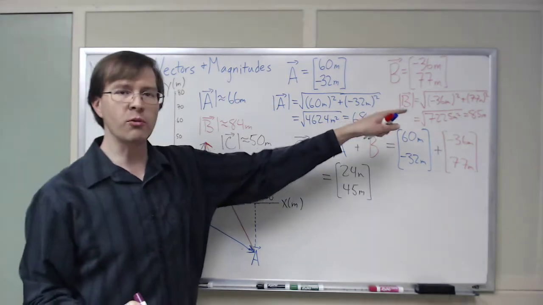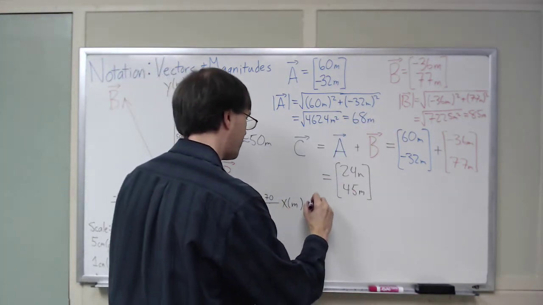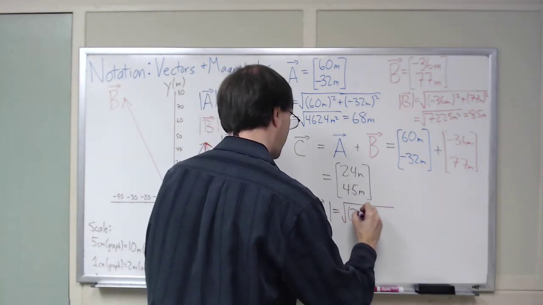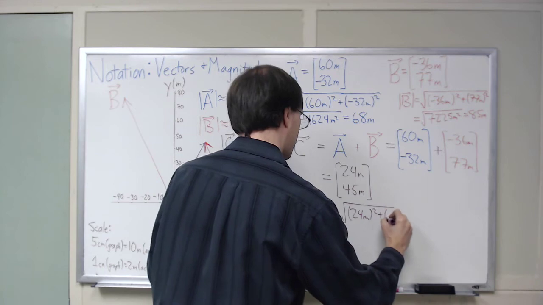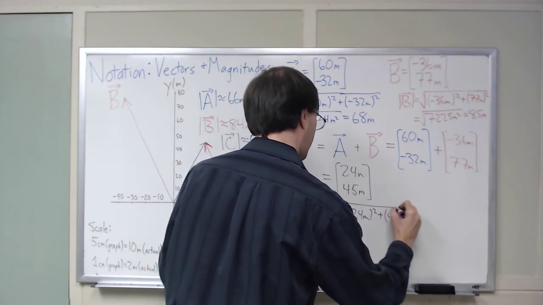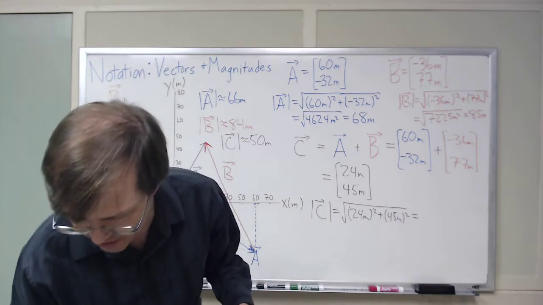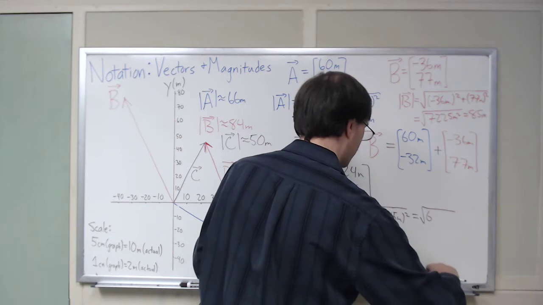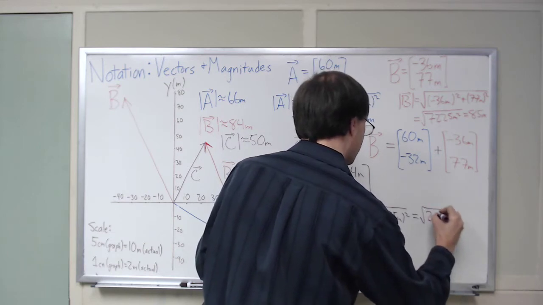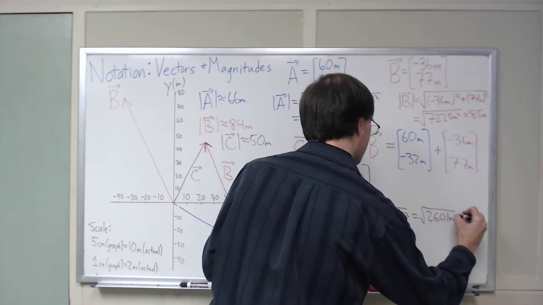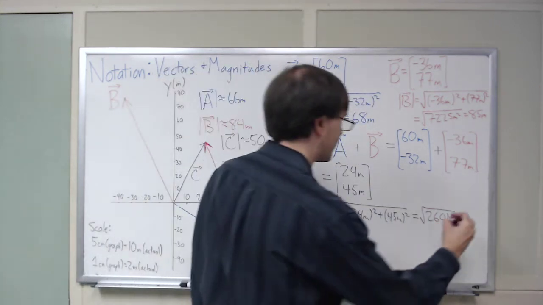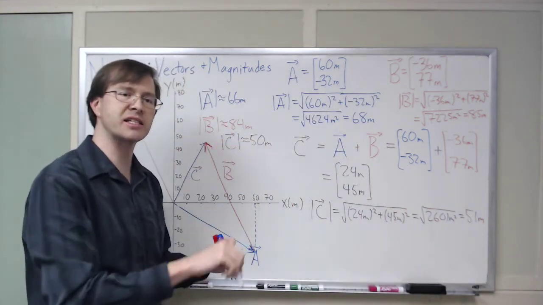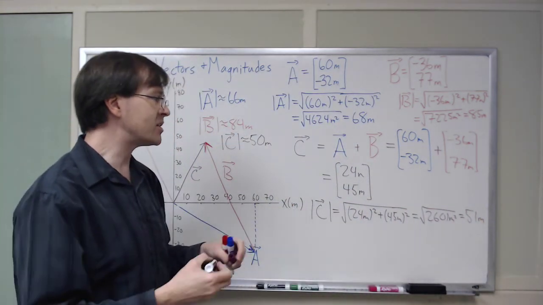If I wanted to do it formally using the Pythagorean theorem, I can do that too. The magnitude of C using the Pythagorean theorem is the square root of 24 meters squared plus 45 meters squared. And that's going to equal, I did this earlier, the square root of 2,601 square meters. And when I take that square root, I get 51 meters. So again, very close to what I measured in my scaled graph there. So this is the magnitude of C.